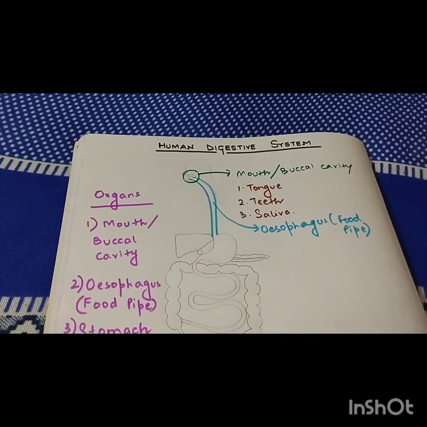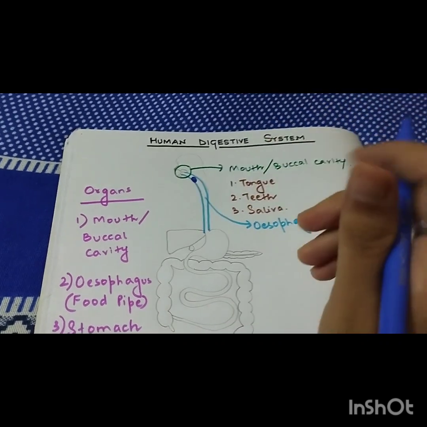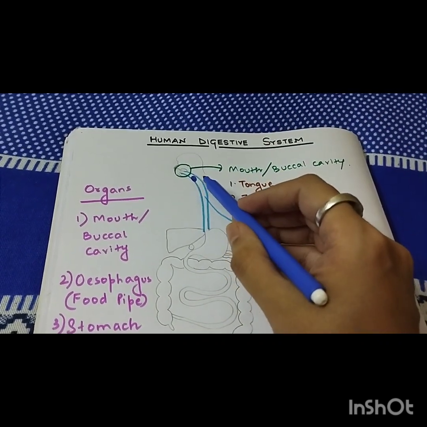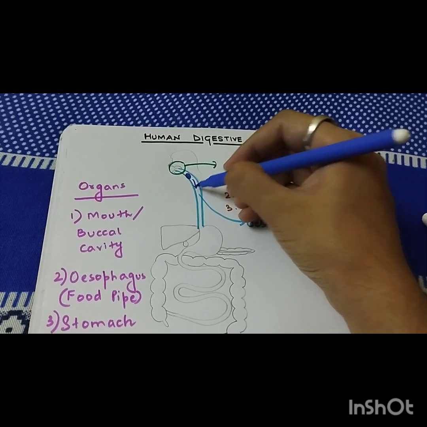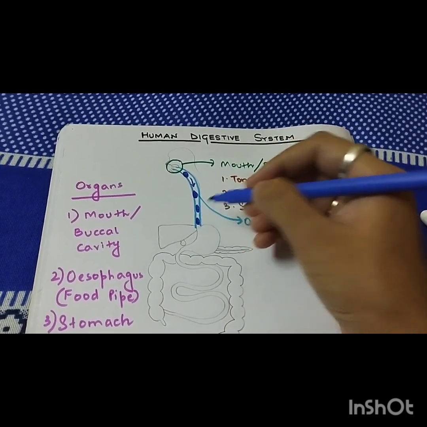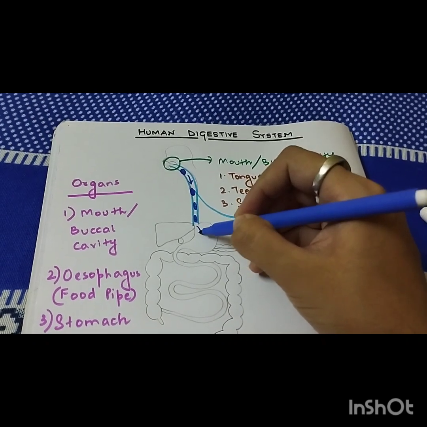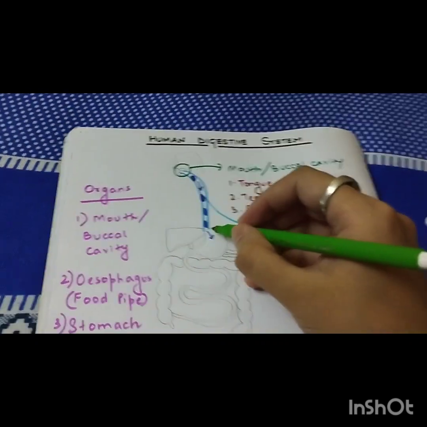Now, when food particles are pushed into the esophagus, due to muscular contractions and relaxations of the wall of the esophagus, the food is pushed down, down, down, and then it reaches the next part of the digestive system, that is the stomach.